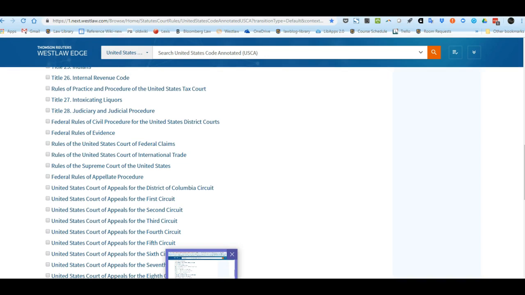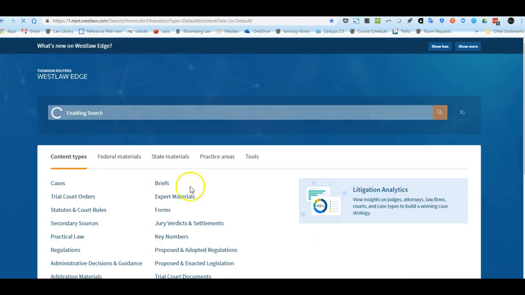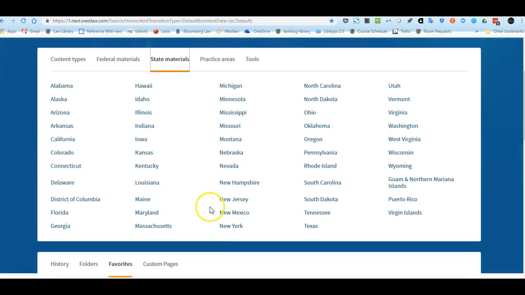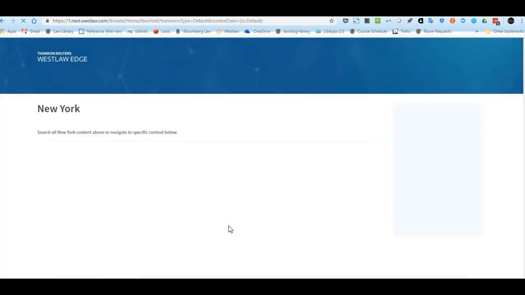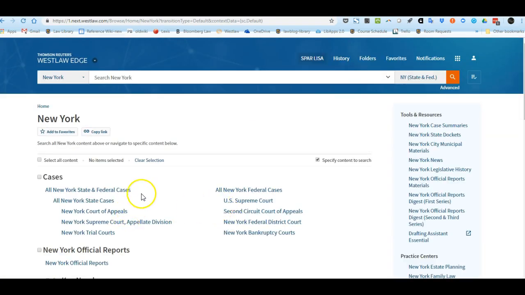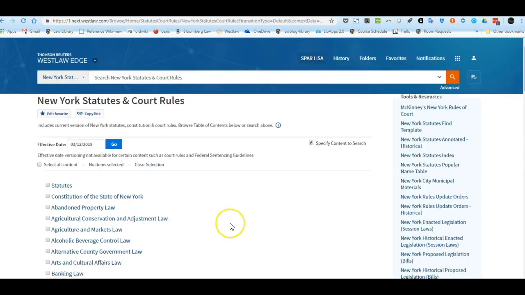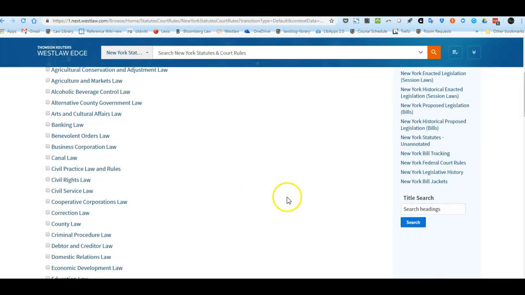So likewise for New York, as I mentioned, the CPLR is passed by the legislature. So the CPLR is its own title in New York. So just taking a quick look at that. And it would look the same in the table of contents on Lexis as well. So you see Westlaw actually pulls it out for you, but it would also be civil practice law and rules.